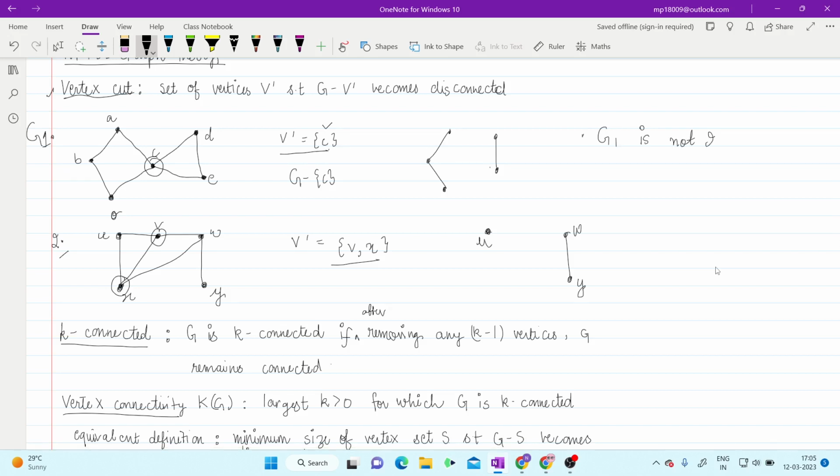So in the above example, G1 is not 2-connected, because we are getting a vertex cut of size 1. If G1 was 2-connected, then by definition, if we remove one vertex, the graph should remain connected. But in this particular case, if we remove C, the graph becomes disconnected. Therefore G1 cannot be 2-connected.